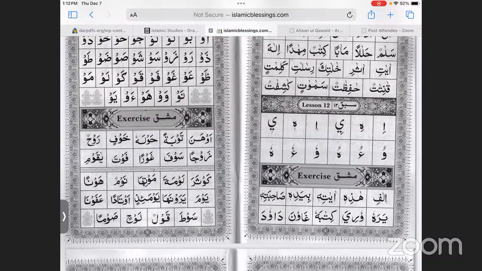Yes, this is your lesson. The second and third line of the exercise, yes, of this page number 19. Okay.